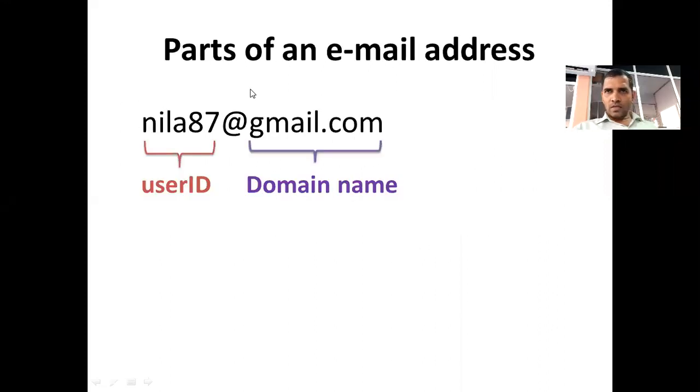Then an email address has a format, right? There are two parts found in an email address. The first part is called username or user ID, and the other part is called domain name. So note there is an @ symbol to separate both user ID and domain name. So here Nila87 is a user ID and gmail.com is a domain name.